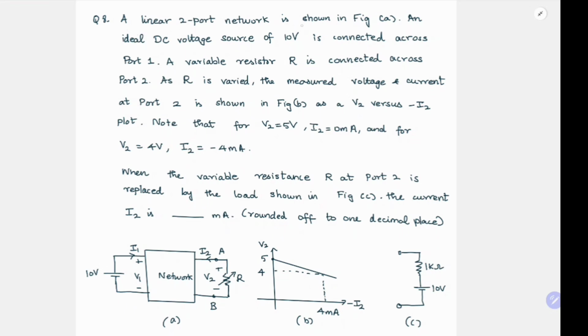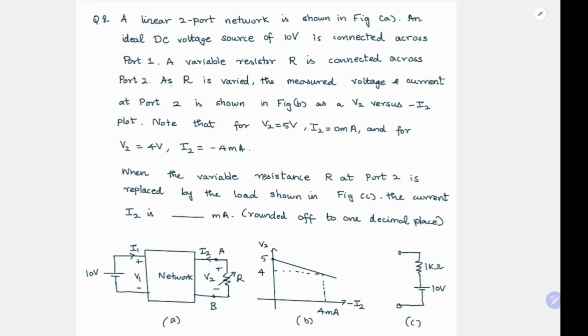So a linear two-port network is shown in figure A. Here there's a two-port network, and at the input they're connecting 10 volt, and at the output there's a variable resistor. An ideal DC voltage source of 10 volt is connected across port 1, and a variable resistor R is connected across port 2.